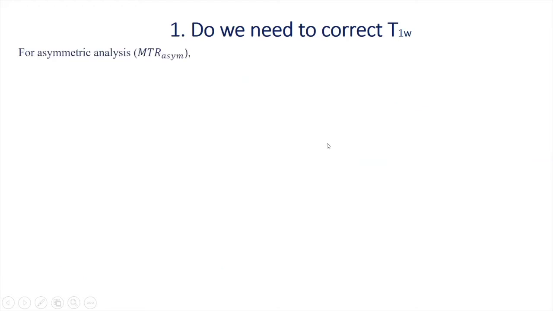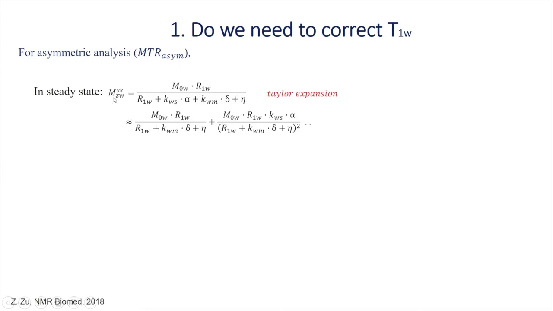Okay, so asymmetry analysis is a widely used CEST method to quantify the CEST effect, especially in clinical human studies. The asymmetry analysis is termed MTR asym. The steady-state magnetization can be expanded to a Taylor series in power of the chemical exchange effect. So here we have the zero order term and the first order term. This can also represent the label signal.